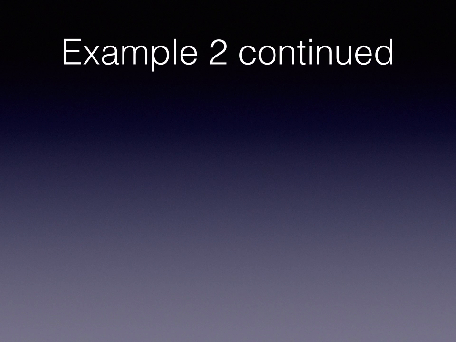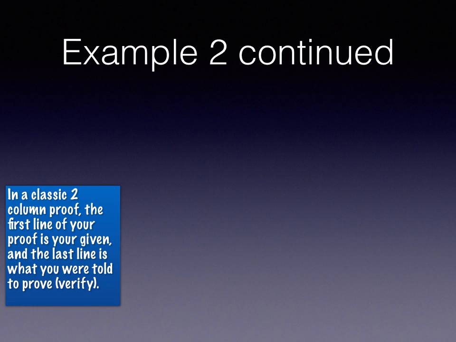Now, in the classic structure of a two-column proof, and this is the way that I do my two-column proofs, and it might differ slightly from what you see in the book, the very first line of the proof is your given information. I like to include all my given information in one single line as opposed to trying to put it into multiple lines and splitting it up throughout the proof.